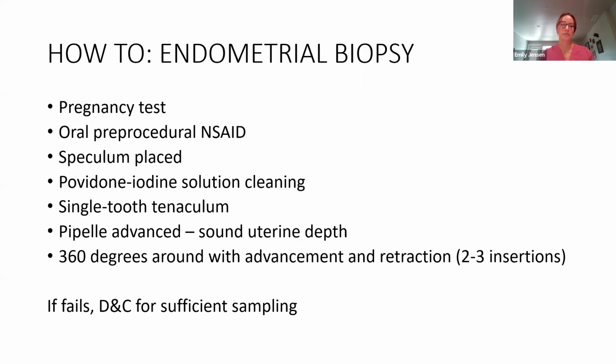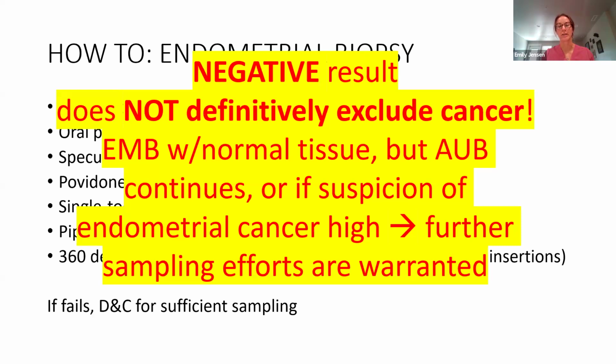And if this fails, you'd want to do a D&C for sufficient sampling, send a guide to do that. And then just a reminder that just because you had a negative result does not definitively exclude cancer. They could be in the very early stages of cancer, and perhaps you just missed the one area in their uterus that was actually abnormal. So just know that it's not 100%.